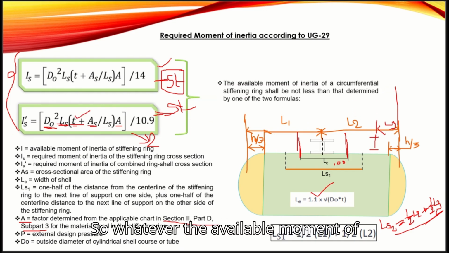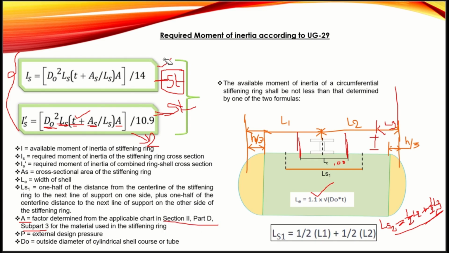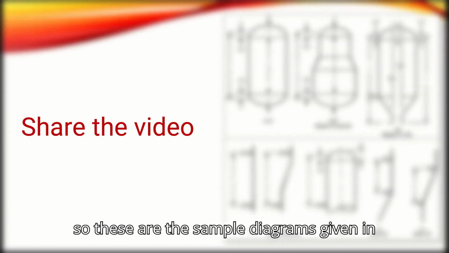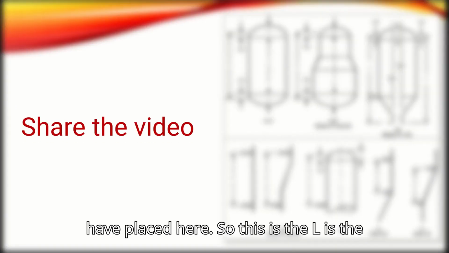So the available moment of inertia of a circumferential stiffener ring shall be not less than that determined by these two formulas. Previously we calculated one available moment of inertia for a stiffener ring, right? So that will be greater than these two values. Then only our design is safe. Okay, so these are the sample diagrams given in the code. For your reference only, I have placed it here.